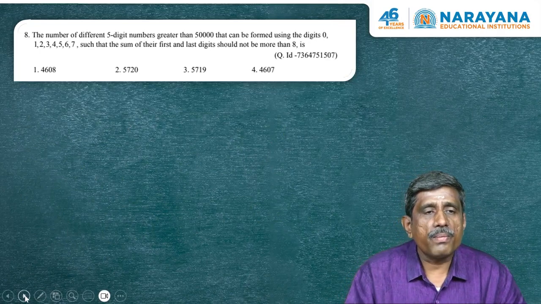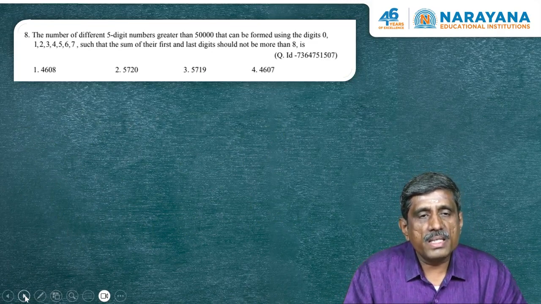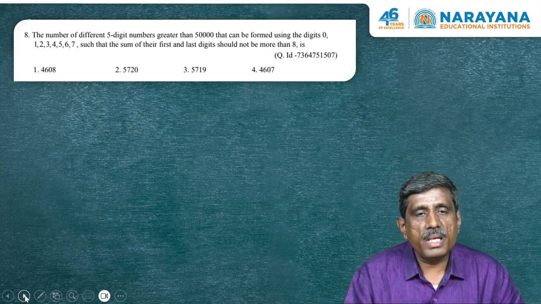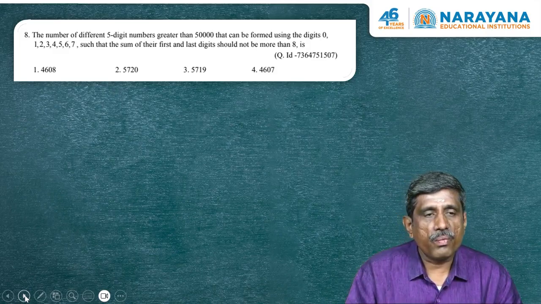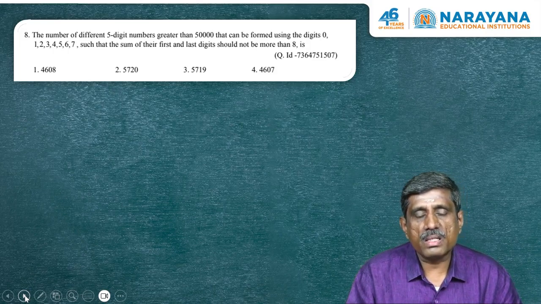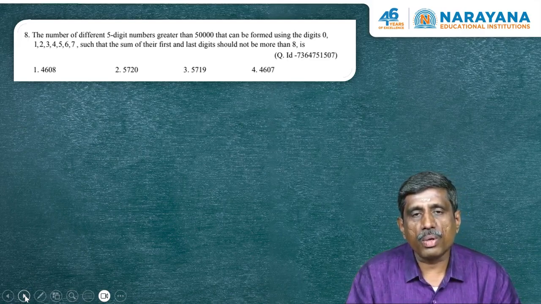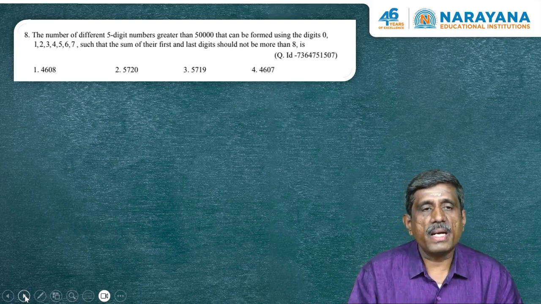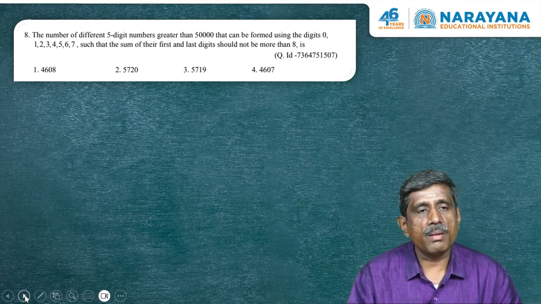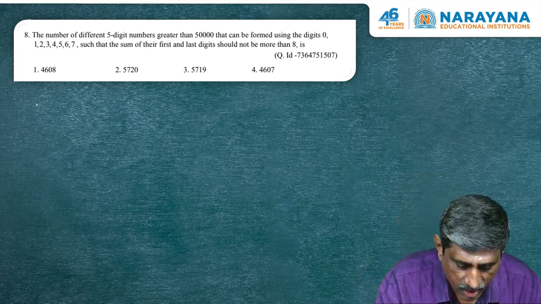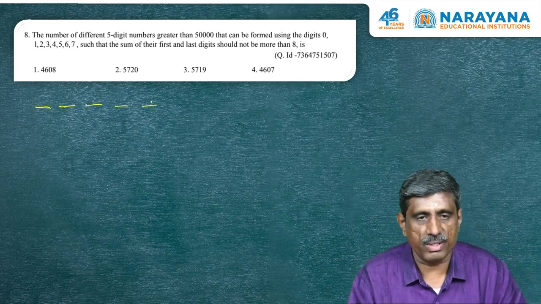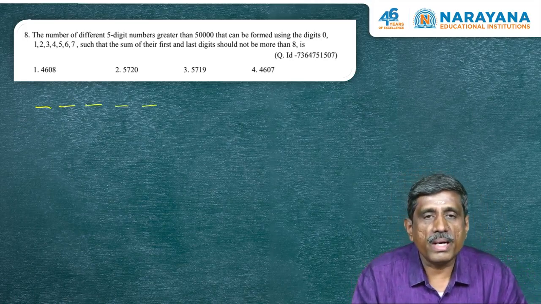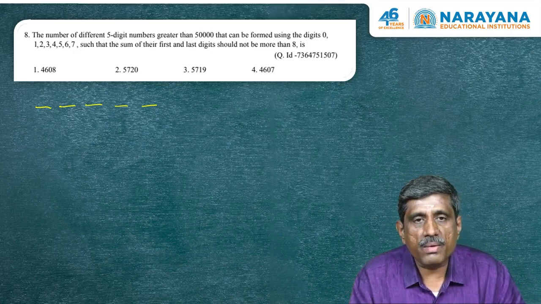The number of different 5-digit numbers greater than 50,000 that can be formed using the digits 0, 1, 2, 3, 4, 5, 6, 7 such that the sum of their first and the last digits should not be more than 8. So, carefully identify, we have to find the number of 5-digit numbers. So, let us say 1, 2, 3, 4, 5. It is a 5-digit number. I want the 5-digit number greater than 50,000.